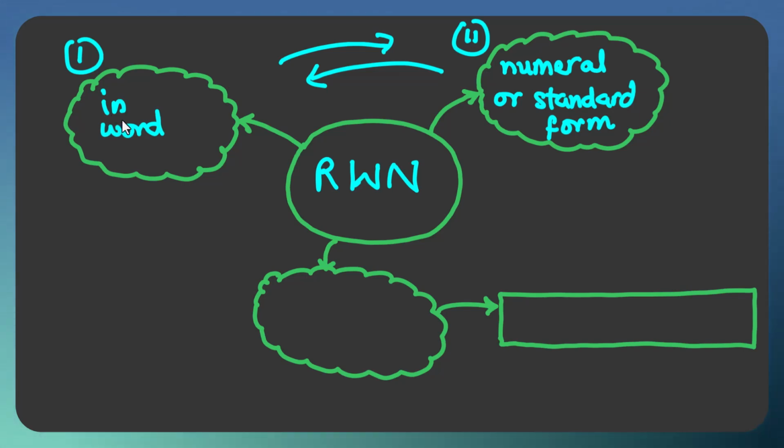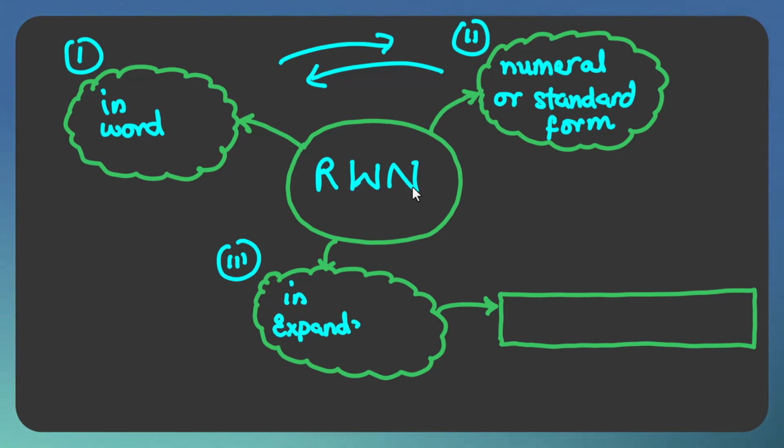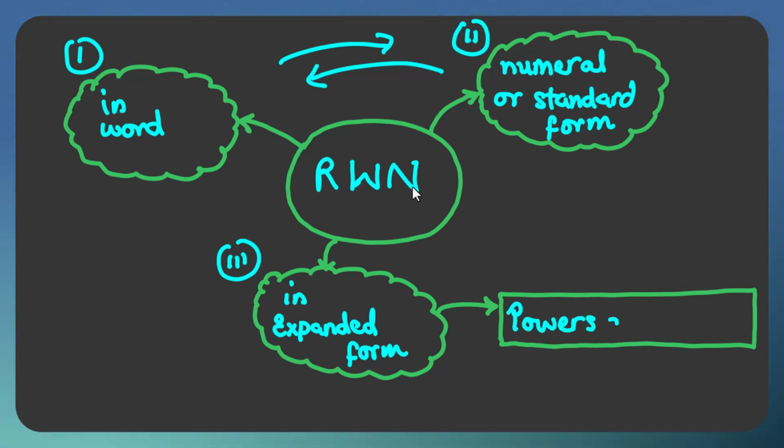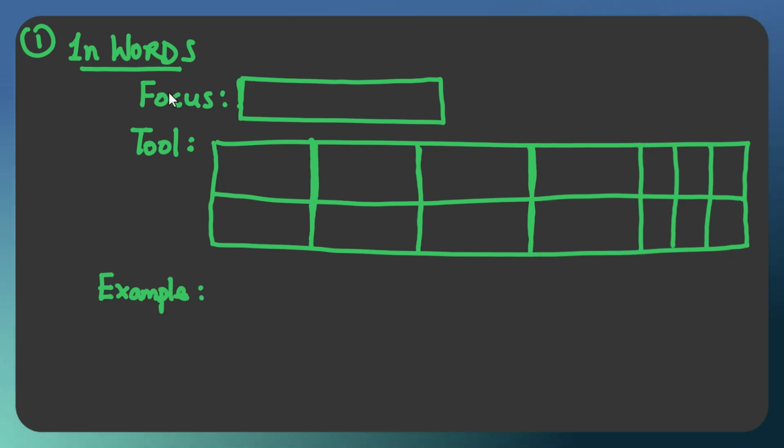Now the third one is looking at how we are going to be able to write whole numbers in expanded form. The specific type of expanded form that we'll be looking at here is how we are going to use the powers of 10 to show whole numbers. These are the three things we're going to look at, and we're going to look at examples of these and some applications in the real world. So let's begin.